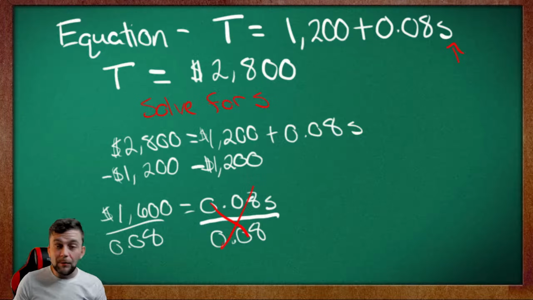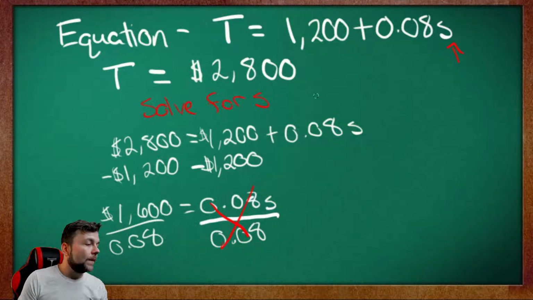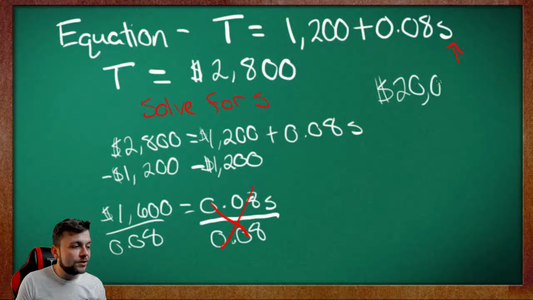And what we're left with, let me pull out my calculator because I can't do this in my head. So, one second. What is 1,600 divided by 0.08? We are left with 20,000. So $20,000. So on the left side, it is, not S, sorry, $20,000, and that equals your S.